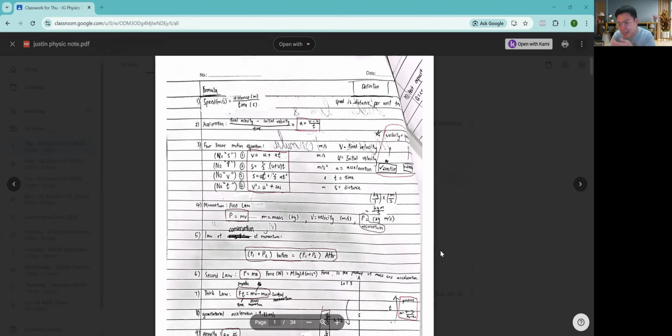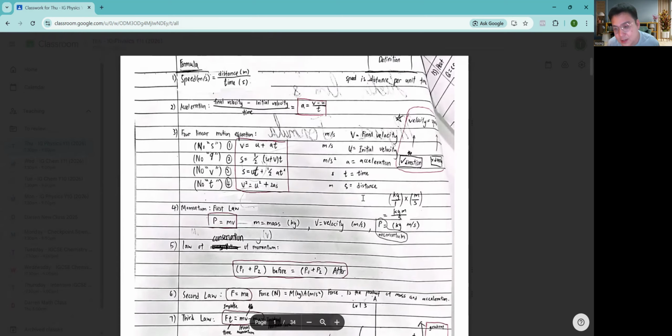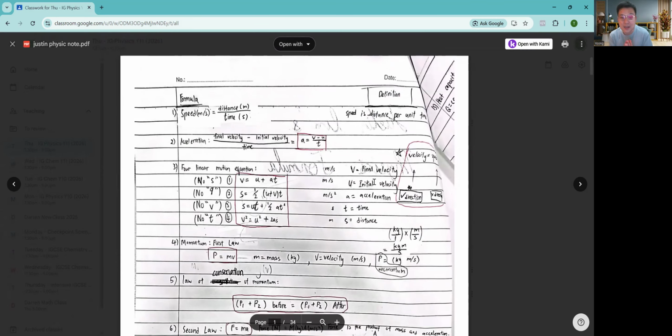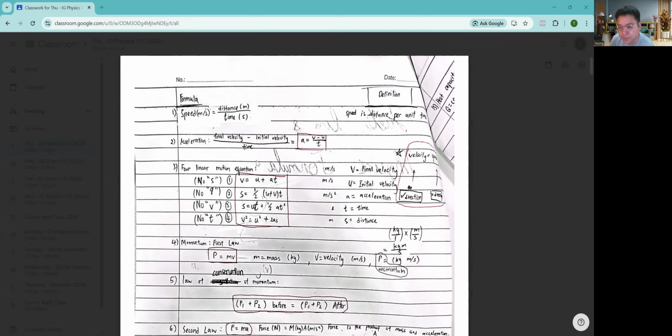Okay, so this is our very special notes, which we will work on and improve. But yeah, this is for year 11. Okay, so let's zoom in a little. What we learned in this week of class is just a bunch of formulas. We went through the basic formulas.